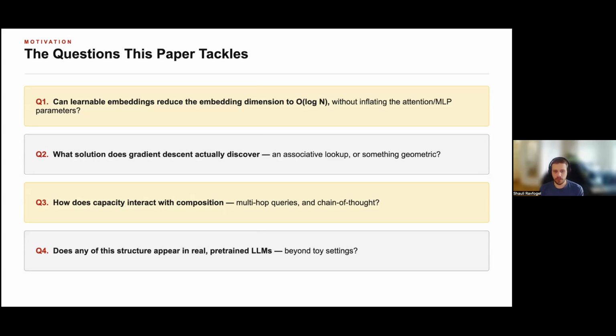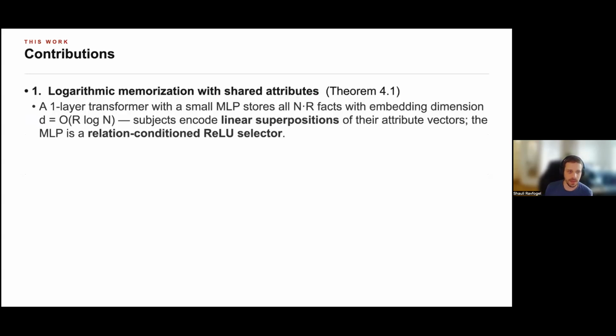We're going to pay particular attention to multi-hop questions and understand whether the geometric solution with learned embeddings offers favorable properties in this case. And finally, whether we are going to see something like this in real language models.